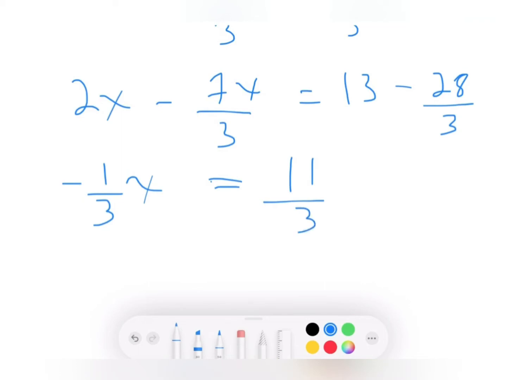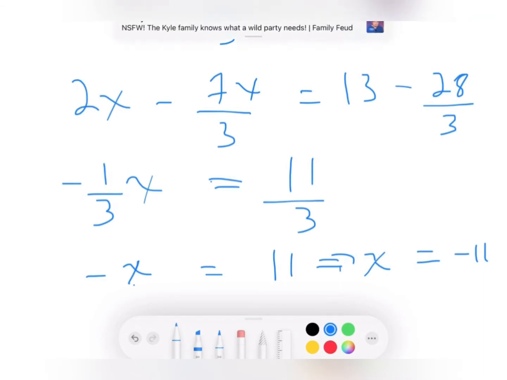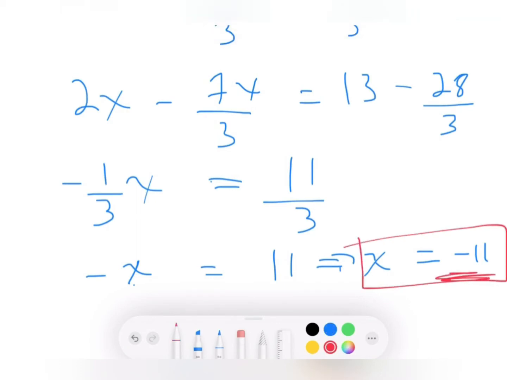Since both sides are being divided by 3, we can rewrite that as minus x equals 11, which leads to say that x is equal to negative 11. Since negative x is positive 11, then positive x would be equal to negative 11. So keep this in mind: we have negative 11 for x.